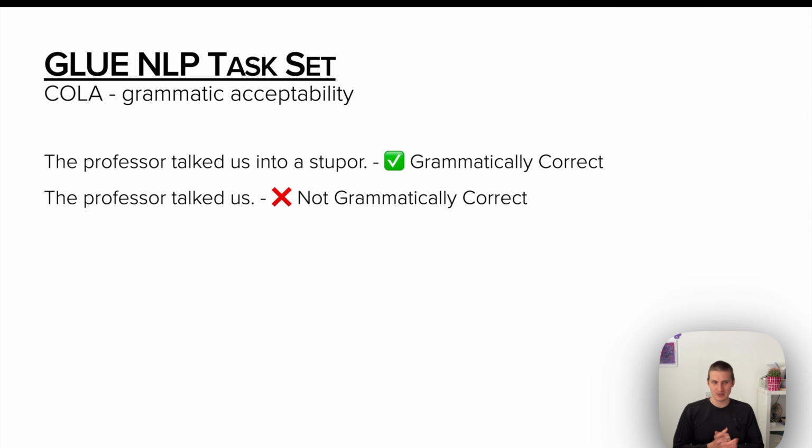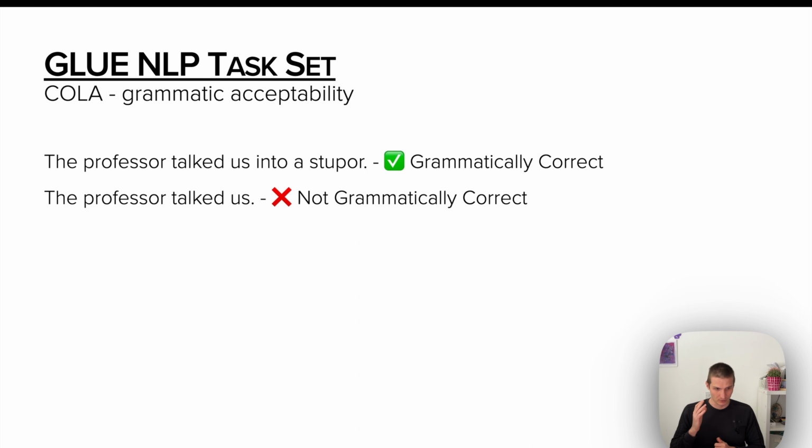Let's talk a little bit about the GLUE dataset. It's a set of NLP tasks that are used extensively in different papers like GPT, like BERT, like the one we've seen earlier, to basically compare the models. And so GLUE is a task set. They have a bunch of tasks. All of them would look something like this.